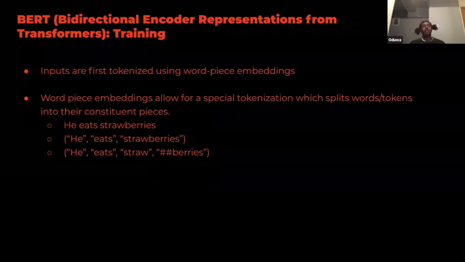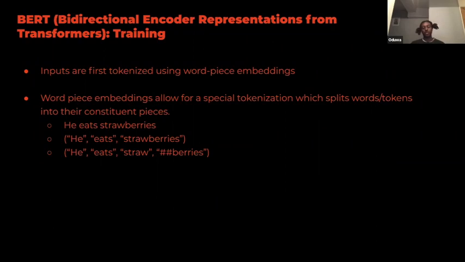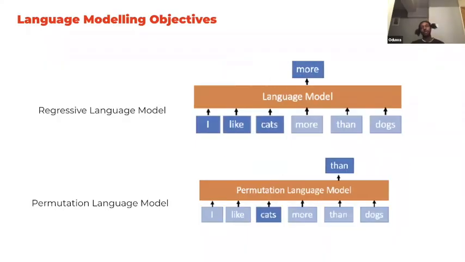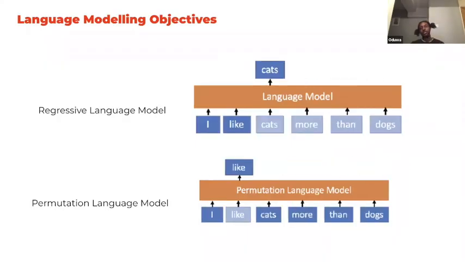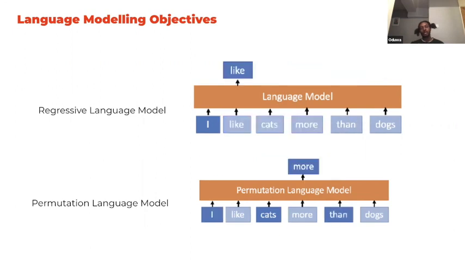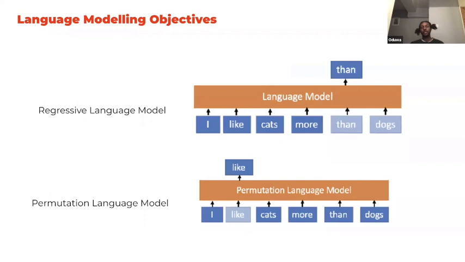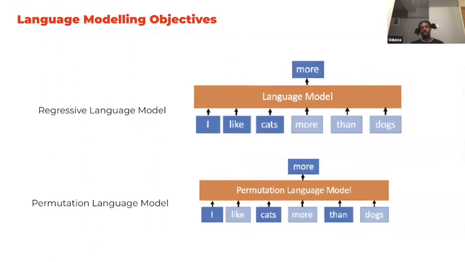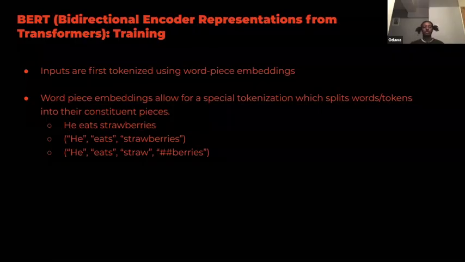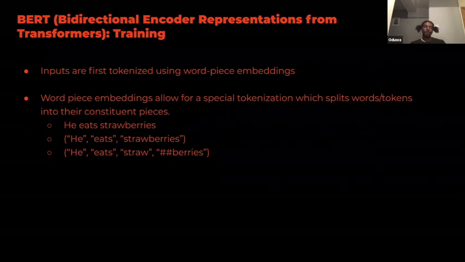So back to the actual training. We have these inputs, but obviously we need to represent these words, like "I like cats", in a format that the computer can understand. So we first need to tokenize the input sentences into individual tokens. And the way we do that is using WordPiece embeddings.